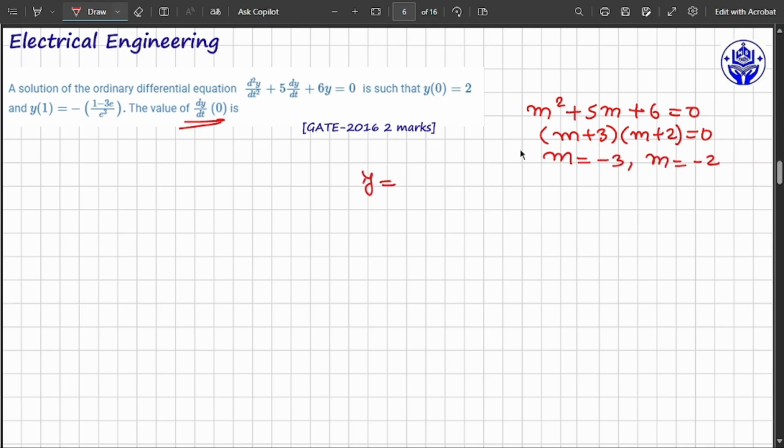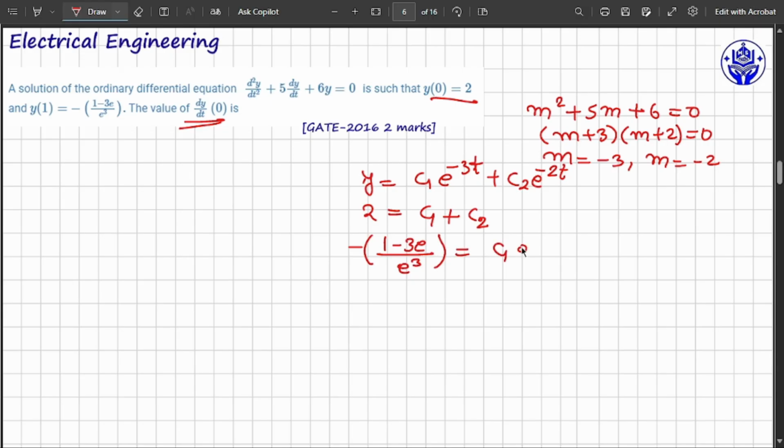Then the solution is nothing but c1 e to the power minus 3t plus c2 e to the power minus 2t. Then y of 0 is equals to 2. Here it means I'm going to put 0, it will be 2 and c1 plus c2, and again if I'm going to put 1, it will be minus 1 minus e upon e cube is equals to what? c1 e to the power minus 3 plus c2 e to the power minus 2.